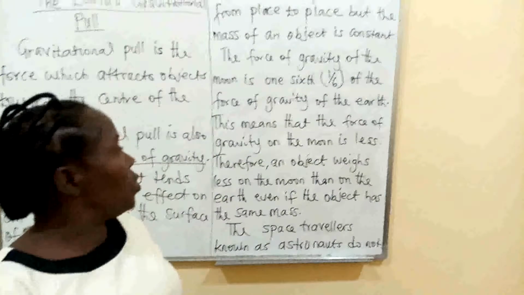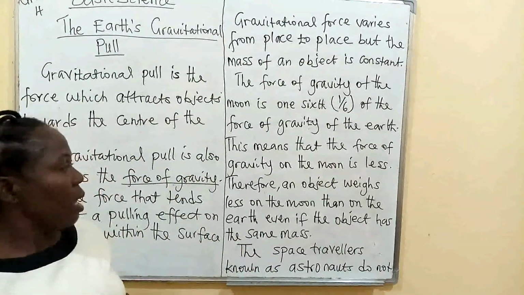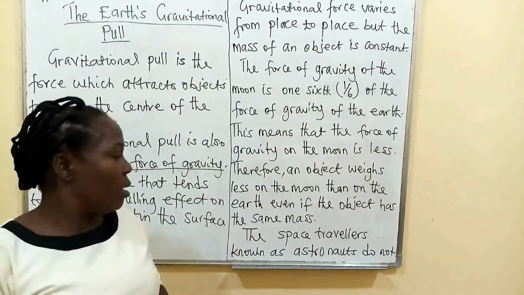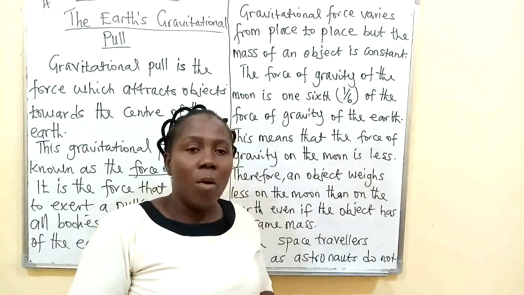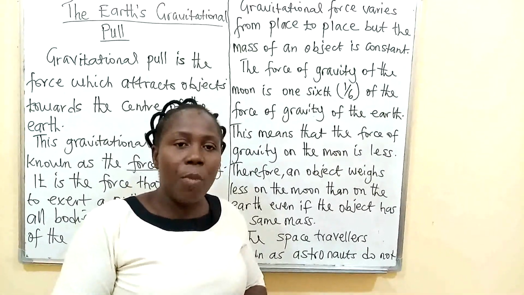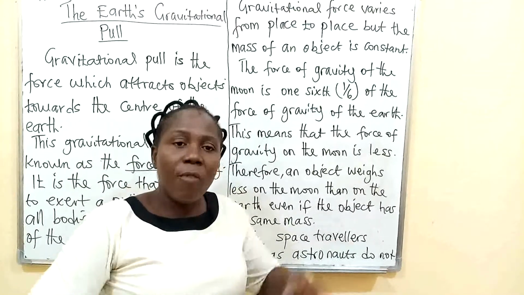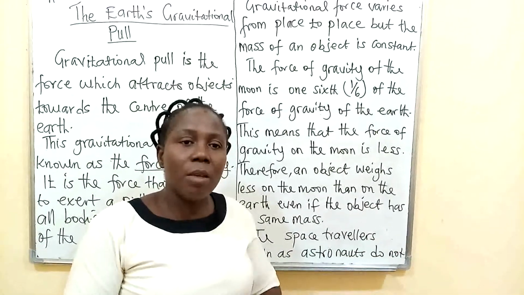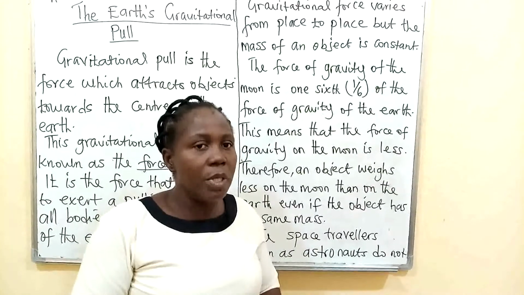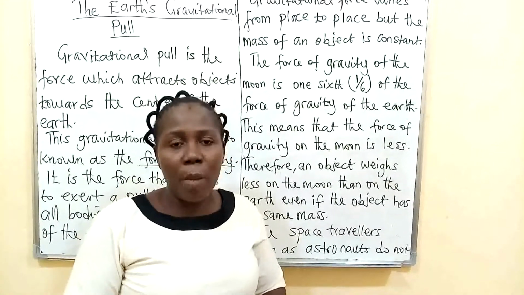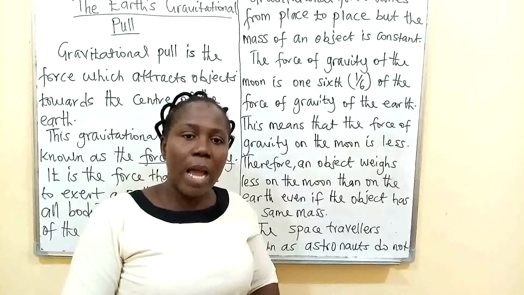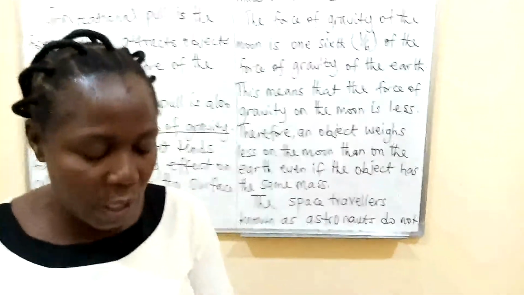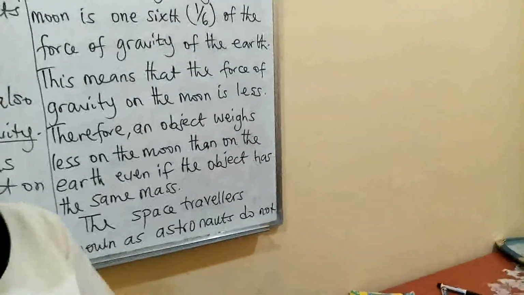Also, what we need to take note of is that objects weigh less on the moon than on the earth. If you're asked, does your object have the same weight on the moon and the earth? No. Why? Because the force of gravity on the moon is less than that of the earth. That is why objects weigh less on the moon than here on earth. Then I have also talked about the space travelers, otherwise known as the astronauts, and we can have a look at how they float in the air or in space.